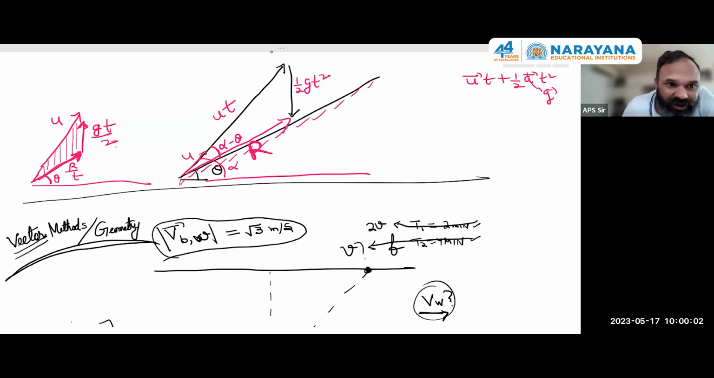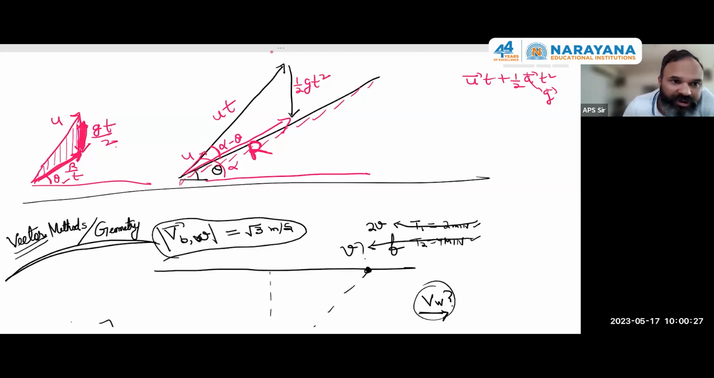Mark my words. I have a triangle now. u is a known constant. g/2 is constant. t is a variable. R is a variable. So these vectors may have different sizes, but their directions are fixed. Theta is fixed, so this vector has a fixed direction. gt/2 is actually downward, like I've just drawn it. This vector is downward. Its size is gt/2.